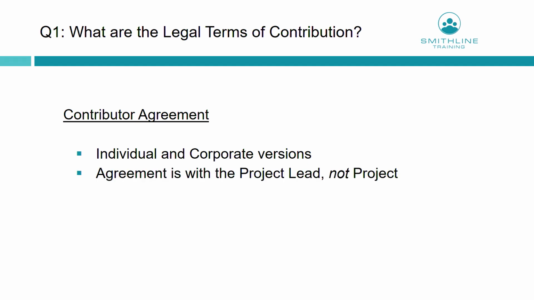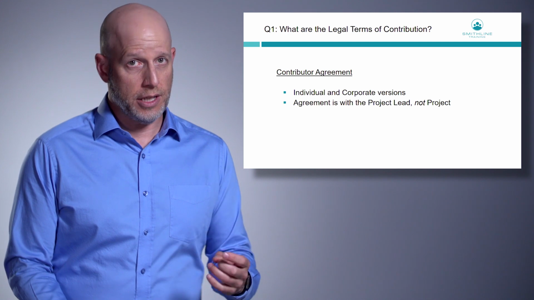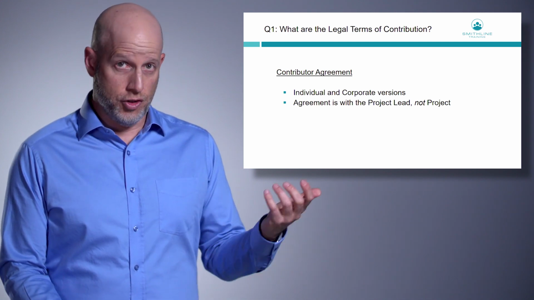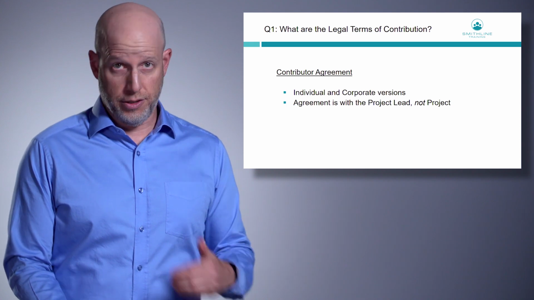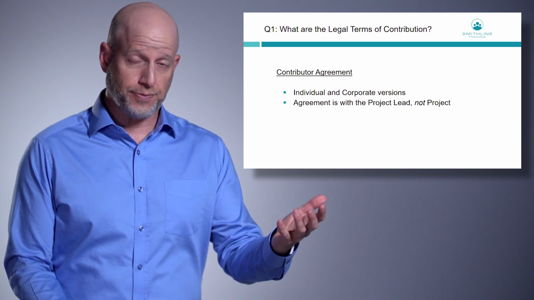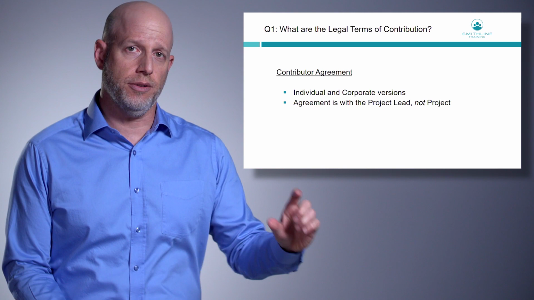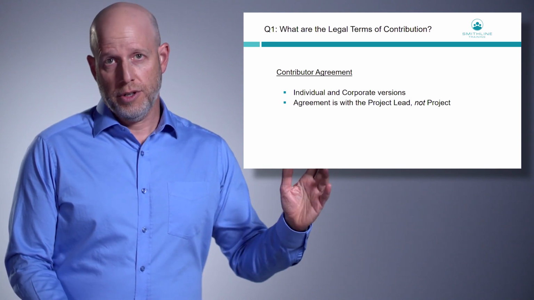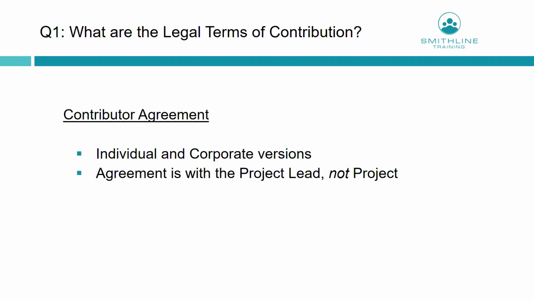Secondly, it's important to note about these agreements that the agreement is actually with the project lead and not the project itself. That means you're giving the licenses that you're going to give in your contribution, in some cases to a company. In the case of Enjarify, the example we just looked at, you'd be giving those licenses to Google. You're not actually giving it to the project. You're giving it to the entity or individual who's running the project lead.